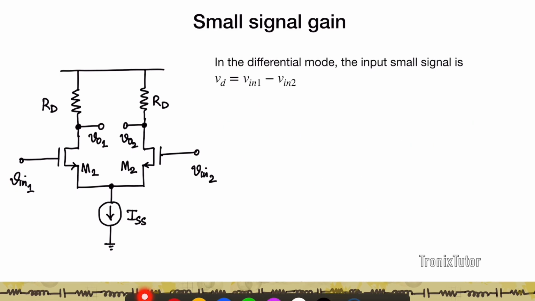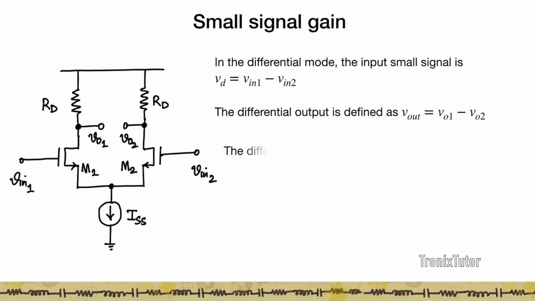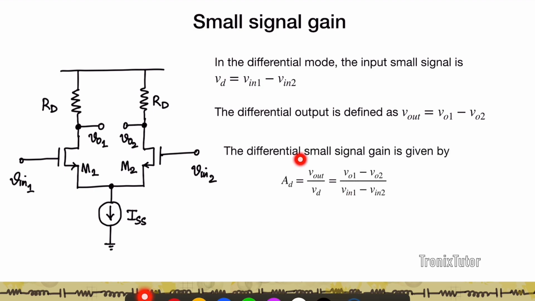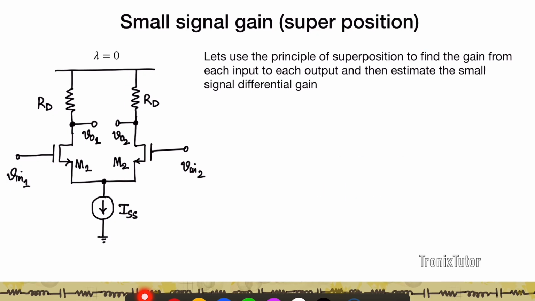Now let's talk about the differential mode. In the differential mode, you have a signal that is applied between the two gate terminals. So the differential input signal is defined as Vin1 minus Vin2. And similarly, we define a differential output signal, Vout, which is given as VO1 minus VO2. Therefore we talk about a differential small signal gain, which is essentially the differential output divided by the differential input. In other words, it's given by VO1 minus VO2 divided by Vin1 minus Vin2.